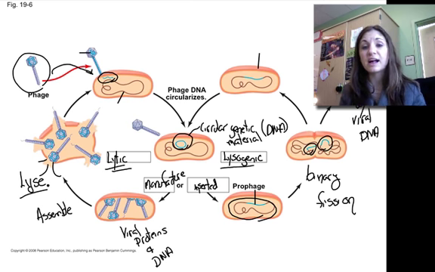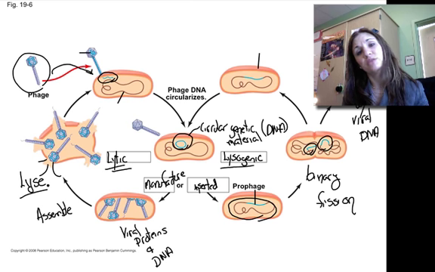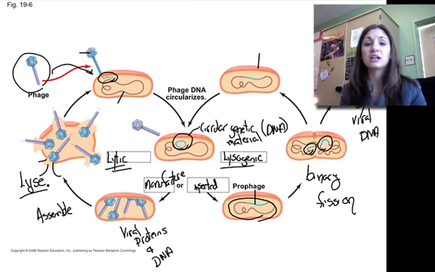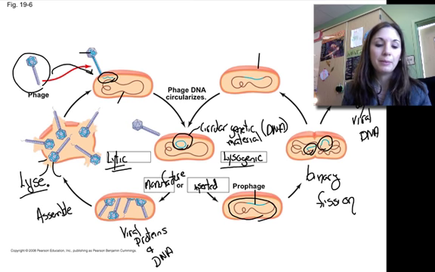The lysogenic lifestyle is when the viral chromosome, the viral DNA, is incorporated into the host cell DNA and then is multiplied and multiplied and multiplied as that host cell goes through binary fission or mitosis.